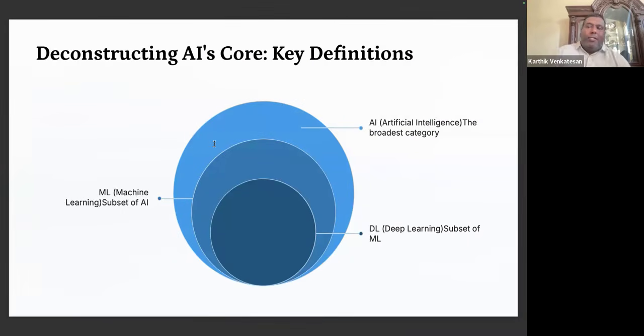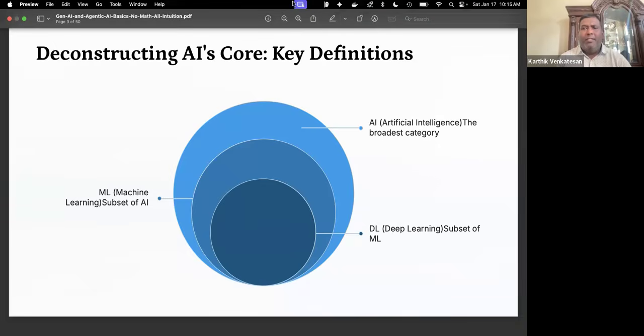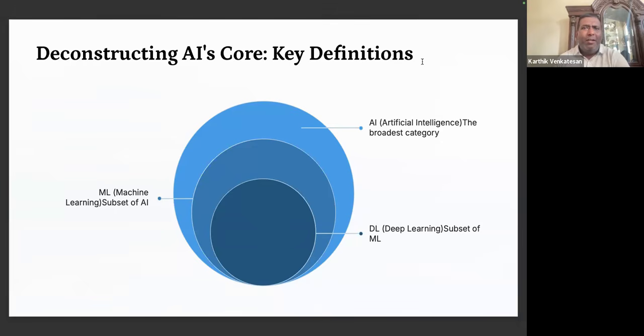Okay, so let's unpack some key definitions. So we have artificial intelligence. This is the overarching umbrella. I think the term was coined in the 1940s. Probably Alan Turing is considered the father of AI. Artificial intelligence is systems mimicking human behavior, basically how we think, how we plan, how we make decisions. If a system can do that, that is artificial intelligence. And we are not there yet.